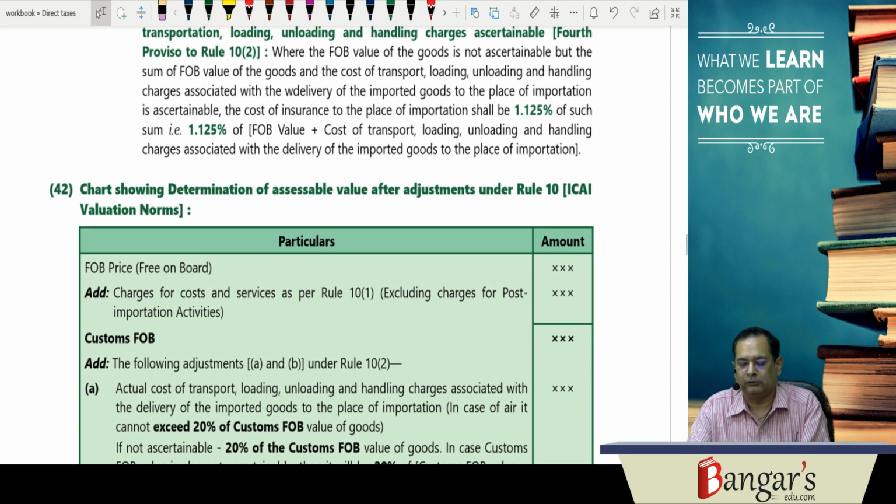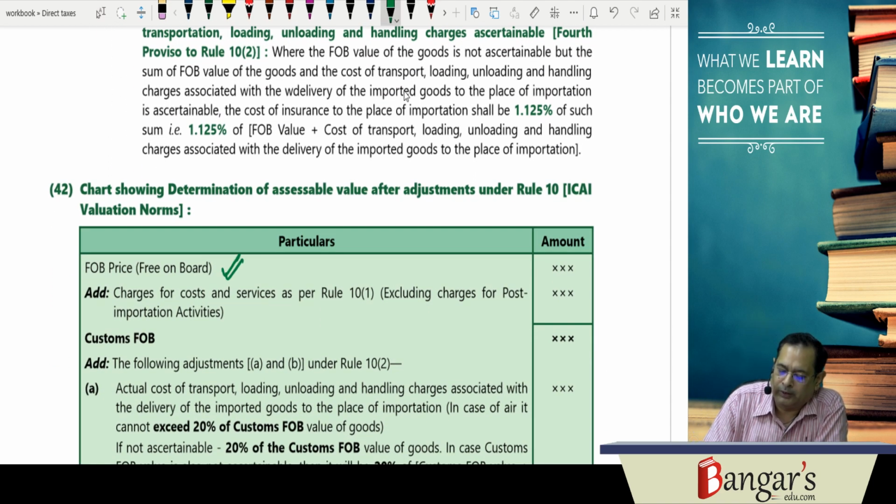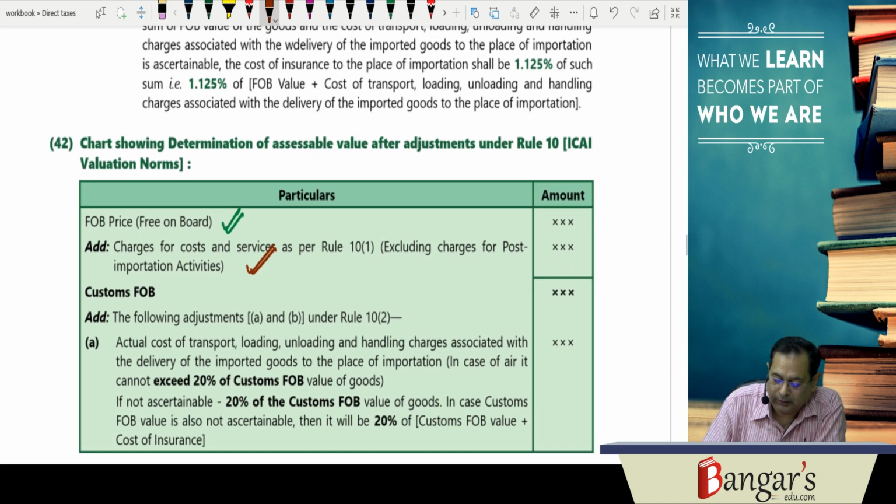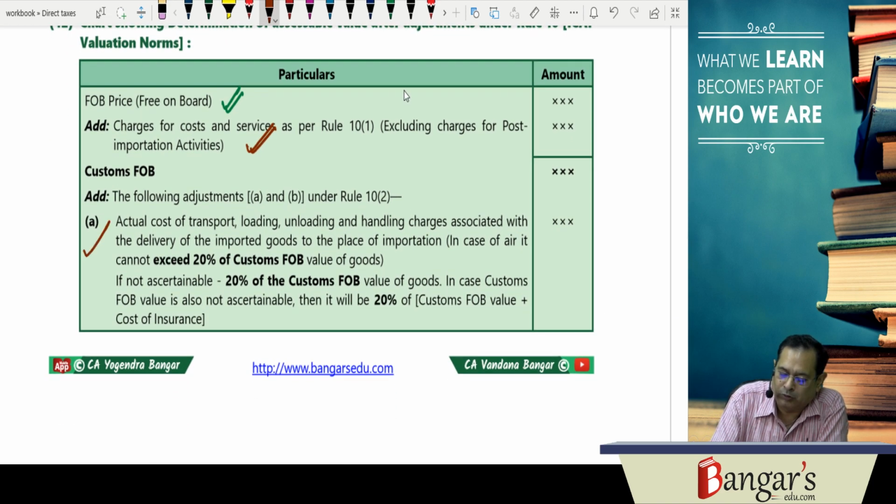So fundamentally this is the way you have to do. First of all, you have to determine the free on board value. Then you have to add the costs and charges as referred under rule 10.1. Then here we have to add the actual cost of transport, loading, unloading and handling charges associated with the delivery of imported goods to the place of importation. In case of air, it cannot exceed what? 20% of the customs FOB value. If not ascertainable, it will be 20% of the customs FOB value, and in case FOB value is also not ascertainable, then it will be 20% of the customs FOB value plus cost of insurance.